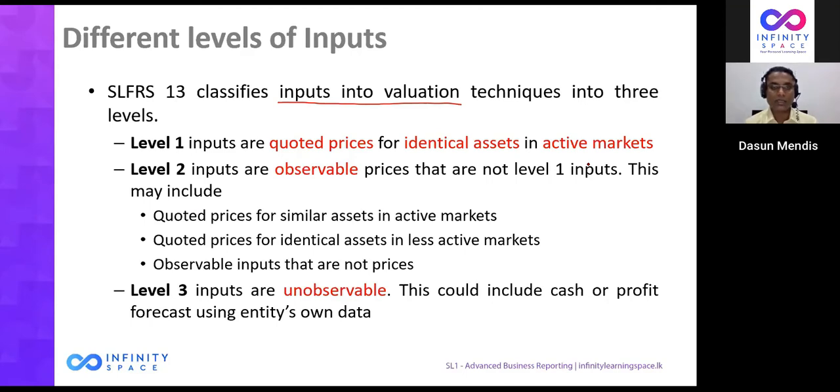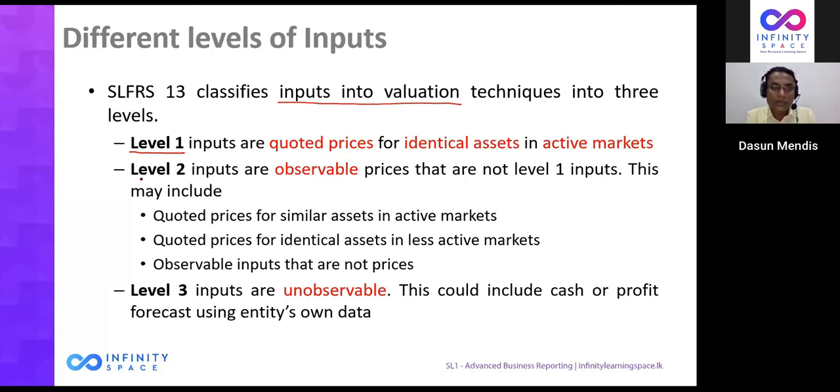in a listed company, to measure the value of this investment, you have quoted prices in the Colombo Stock Exchange. Identical asset: your shares and somebody else's shares, which are getting traded in the stock exchange, are identical. Active market: there are frequent trades taking place. So the market is active. So if you use that input to measure the value of your investment in this equity financial asset, you consider this as a level 1 input. Right? Then hierarchy in the sense, if you do not have level 1 inputs, then only you go for level 2.